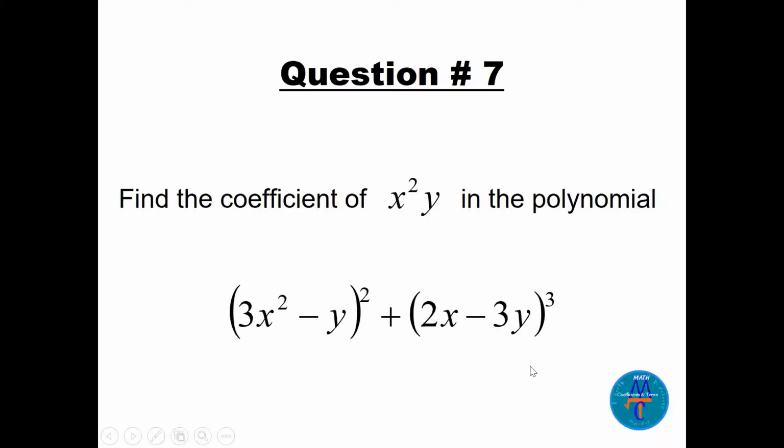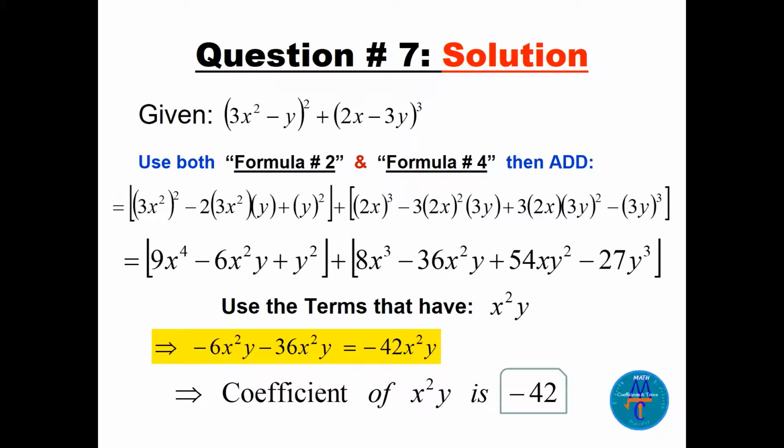You can try it, please, for a minute and tell me the coefficient. What is the number multiplied by x squared y after you add? You see here, you add the answers of this term and this term. The answer you should get, if you get correct answer, is minus 42. Let's see why. Now, formula number 2 for this and formula number 4 for that.